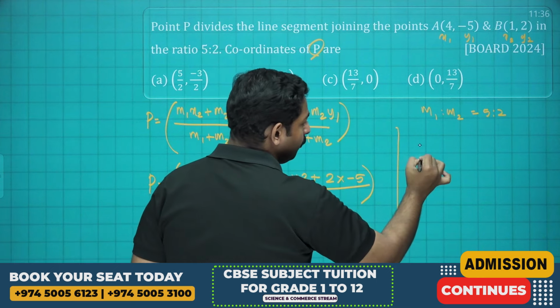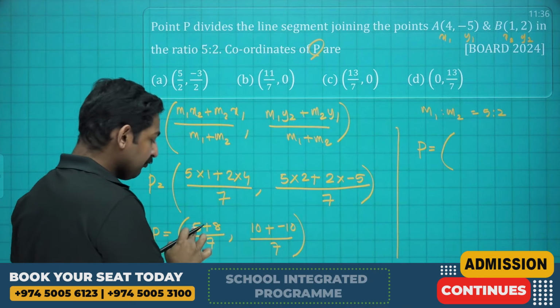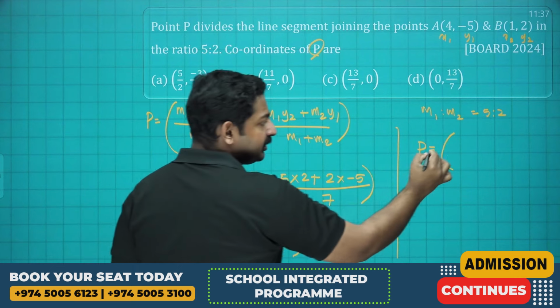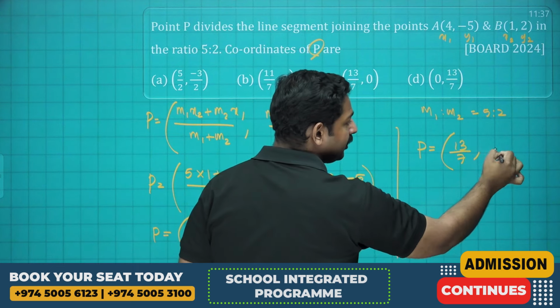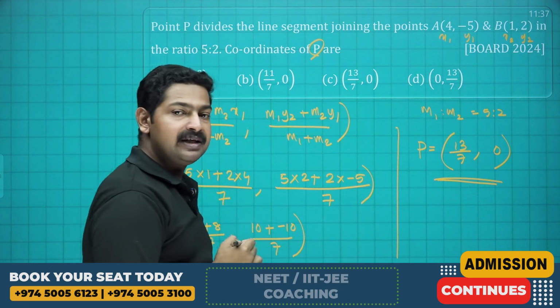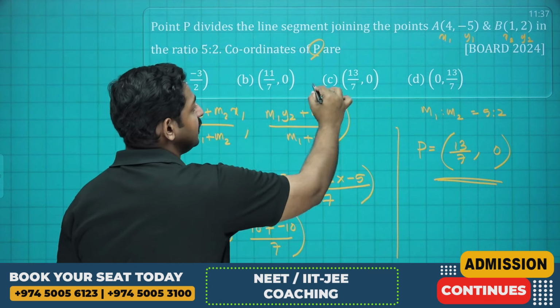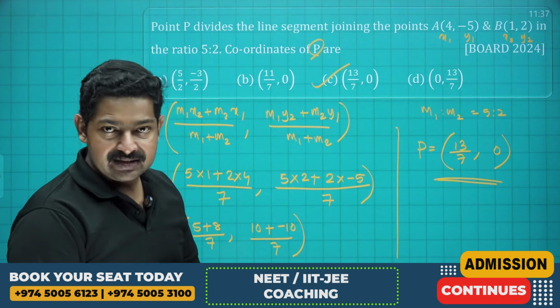So on the next step, point P is equal to, you will be getting 5 plus 8, you will be getting 13, so 13 by 7 comma 0. So point P is 13 by 7 comma 0. So which is the correct answer? Option C is the correct answer.